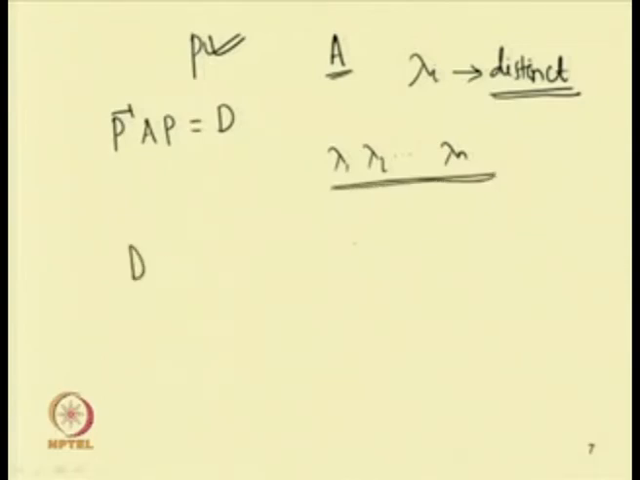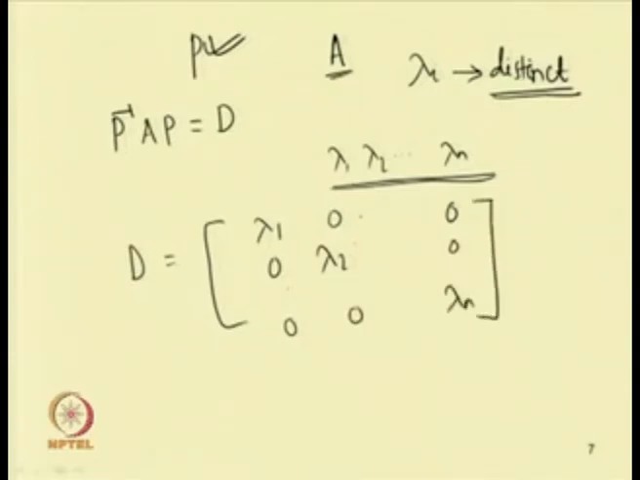Then we can write this D matrix equal to, so this is D: lambda 1, 0, 0. So, 0, lambda 2, all zeros. So, similarly, 0, 0, lambda n. So, we can obtain a matrix P such that D equal to P inverse A P, where D is this matrix.